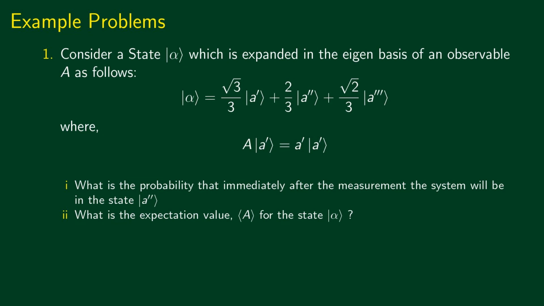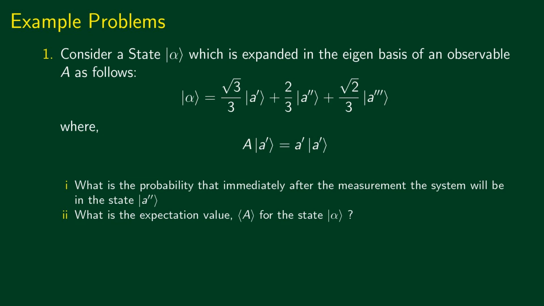The eigenvalue equation is given as A acting on ket A prime is equal to A prime multiplied by ket A prime. This is the eigenvalue equation. This means that the eigenkets are represented using the corresponding eigenvalues. According to our measurement theory that we discussed, if I measure the observable A on this state, I'll get either A prime or A double prime or A triple prime. Let's assume that this is a three-dimensional space, spanned by these three eigenkets. There are three basis vectors.